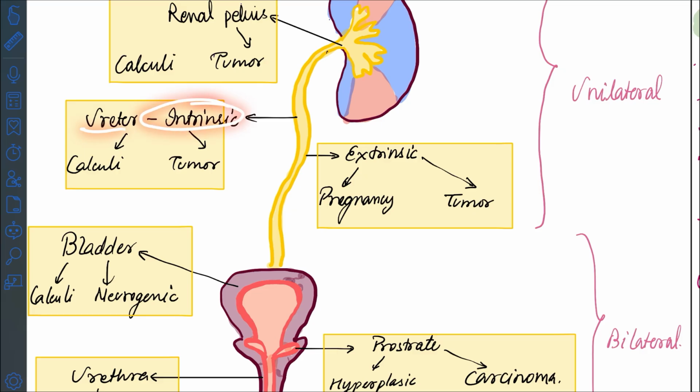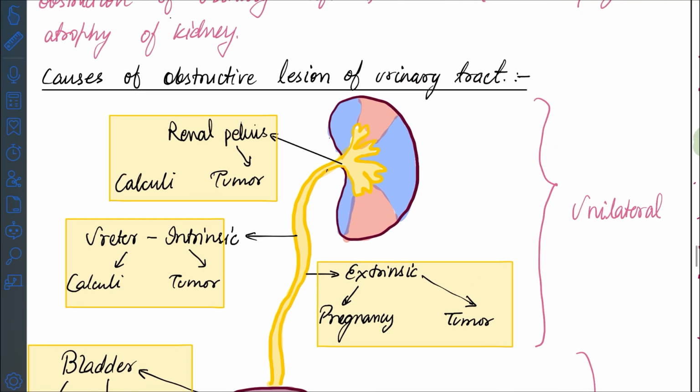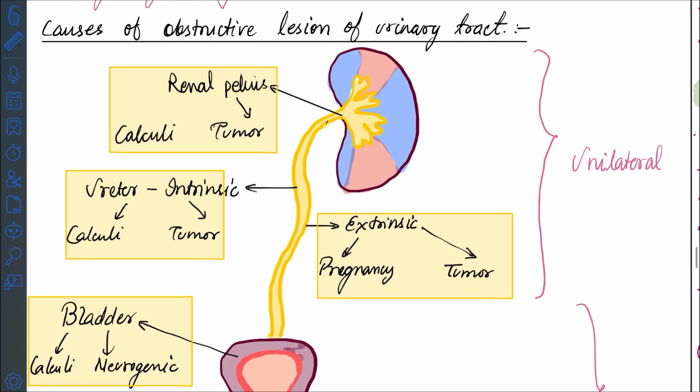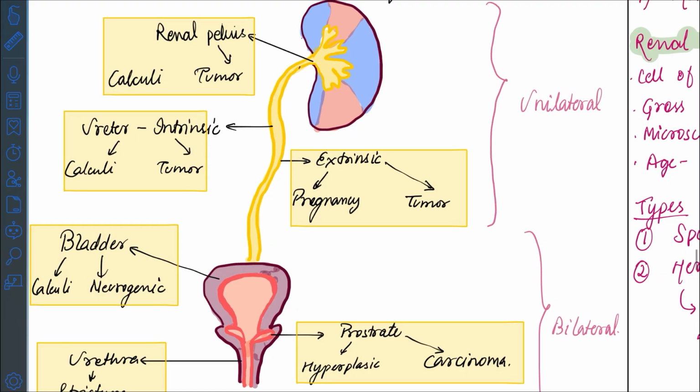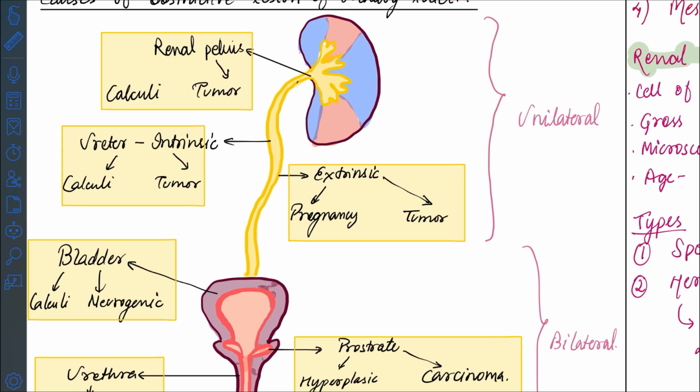Then in the ureter, it can be extrinsic or intrinsic. Intrinsic causes are calculi and tumor. Extrinsic causes are not actually happening inside the ureter but lead to obstruction from the external side. It can be pregnancy, where the intra-abdominal pressure increases greatly, or it can be a tumor outside the ureter. In the renal pelvis, it can be calculi or tumor. So this is the diagram. It will help you remember the causes of obstruction easily.